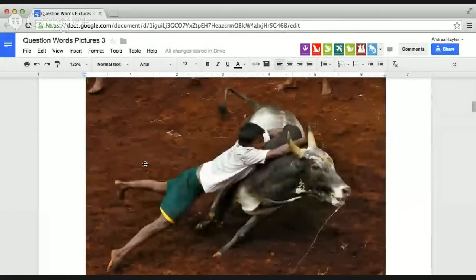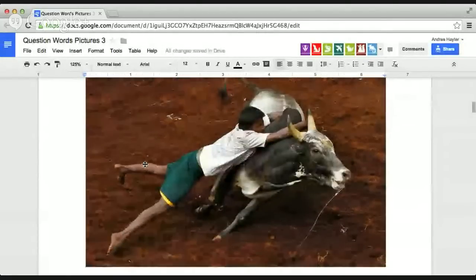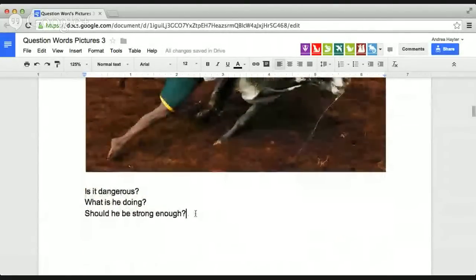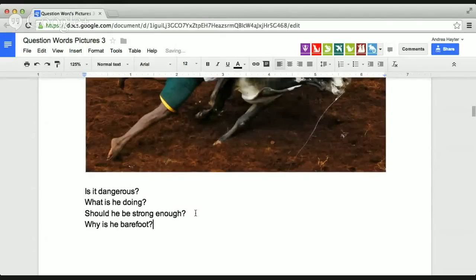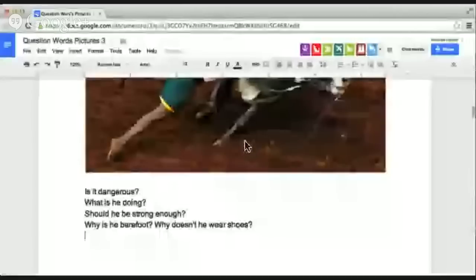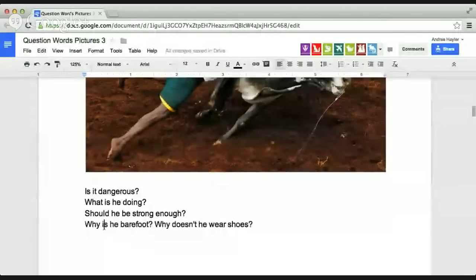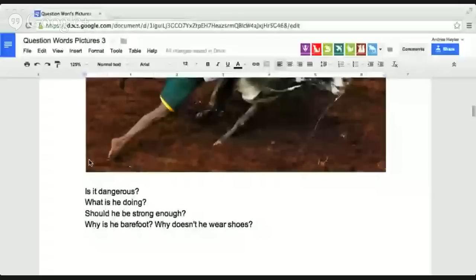Why he's barefoot? Okay. So switch he and is. So we have why, then your verb. Why is he barefoot? Yes. You can also say, why doesn't he wear shoes? Other way to ask that. Very good. Why is he barefoot? To be verb, and then it goes after your question group. Okay, Zoltan, give me another question about this picture.